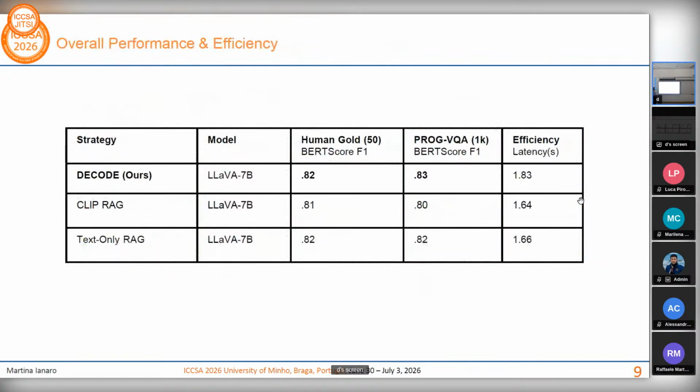So here I reported just the model that outperformed the others. This is LLaVA 7 billion for simplicity. We can see that the numbers are very similar, but for the code, on both benchmarks, considering BERTScore F1, we have the higher number, and also at the second position there is text-only RAG that surpassed CLIP RAG, that is the native multimodal RAG. So it means that apart from the code, it's better to have only text and not the embedding of the pixels of the images.